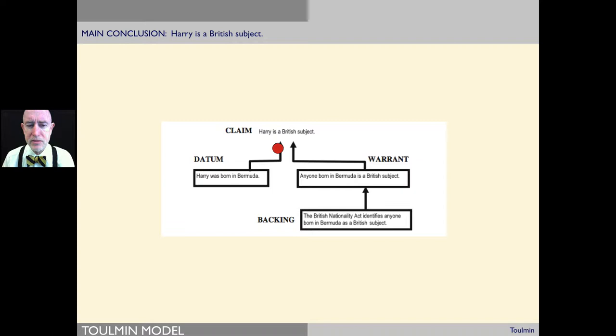It has the claim, or the conclusion, Harry is a British subject. And the evidence given is that Harry was born in Bermuda. Anyone born in Bermuda is a British subject. And the British Nationality Act identifies anyone born in Bermuda as a British subject.